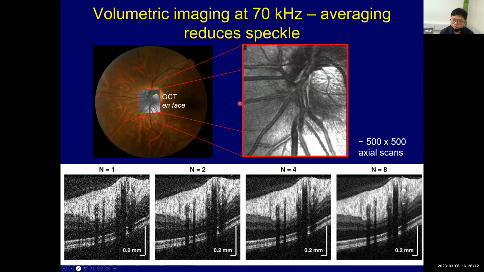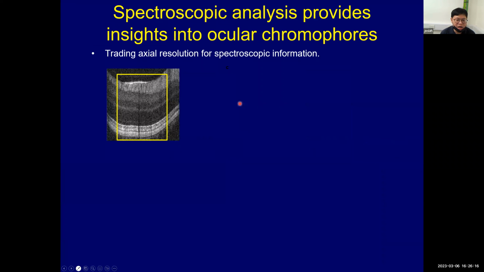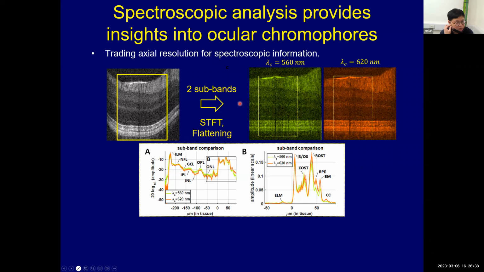So I promised that I would tell you a little bit about how we get the spectroscopy information. This is just one example I illustrate here. When you capture such a broad bandwidth, you can split the bandwidth in half, and then you can get an image of two colors. By looking at the signal of the two different colors, you can infer information about the tissue.